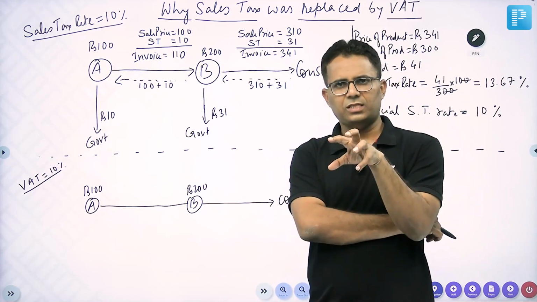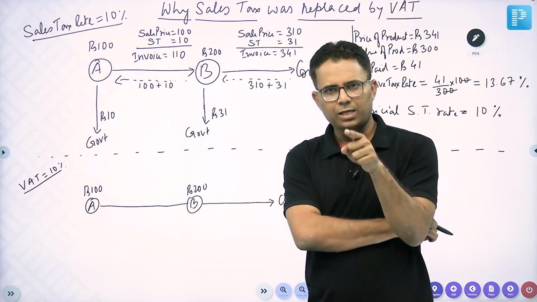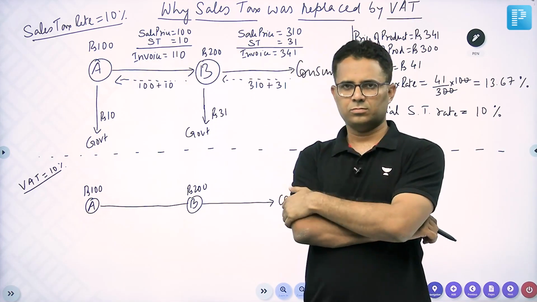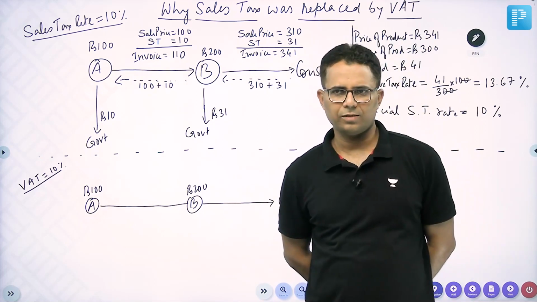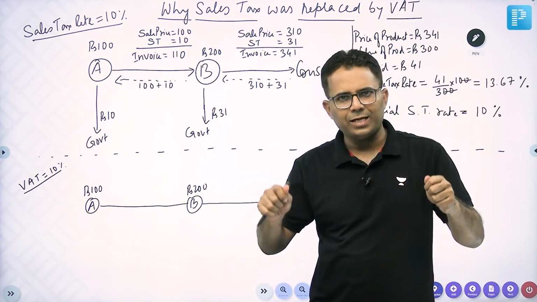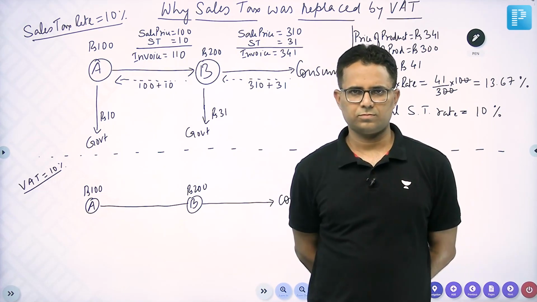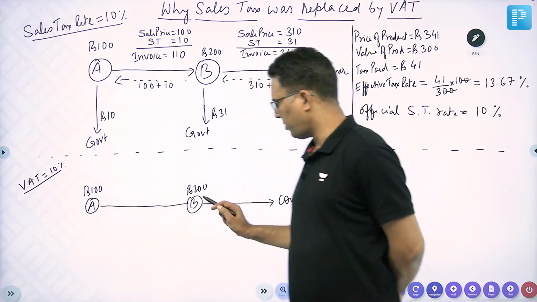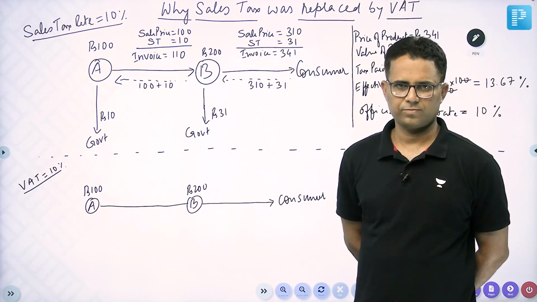In the VAT regime, the concept is that the supplier has to pay the tax on his value addition. So what's the rule of VAT? Every supplier has to pay tax on their value addition, right? So A will pay tax on 100 and B will pay tax on 200. This is the mechanism in case of VAT.